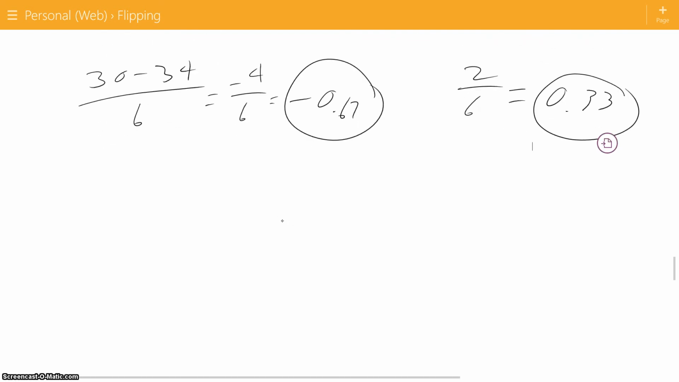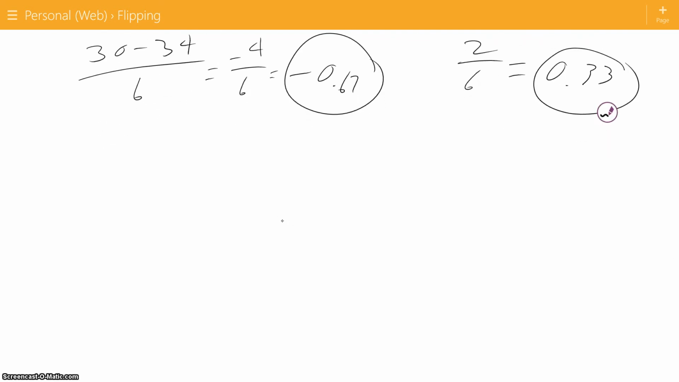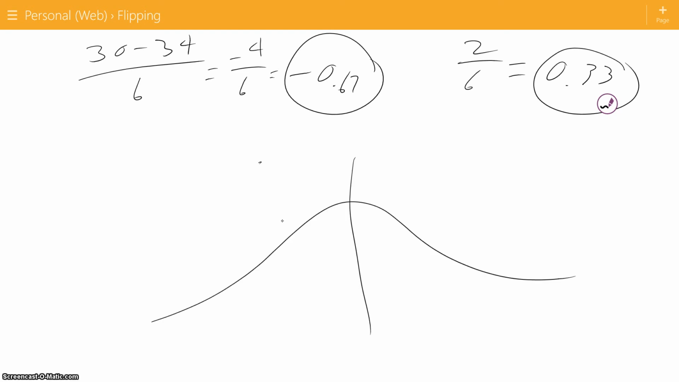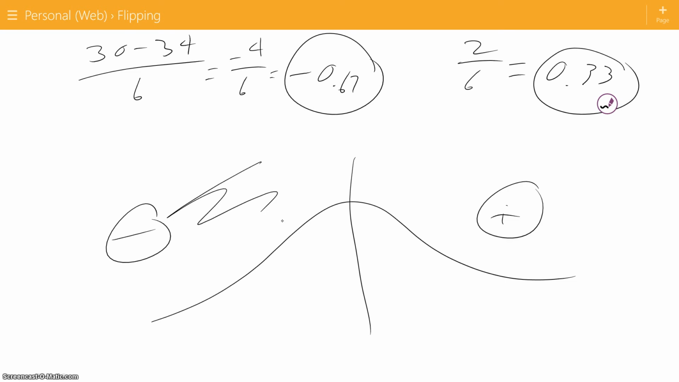When it is negative, that means that you are on the left half. So everything over here is negative, and everything that's over here is going to be positive. Okay, because you're subtracting your mu from it. You're subtracting your mean from whatever your x is. So if your x is greater than your mean, then yeah, you're going to be over here on the right. And if it's less than the mean, then yeah, you're going to be over here on the left. So I've got two values, negative 0.67 and 0.33.